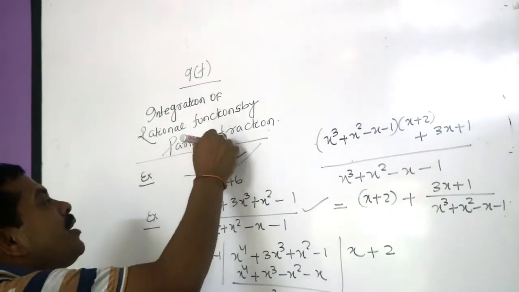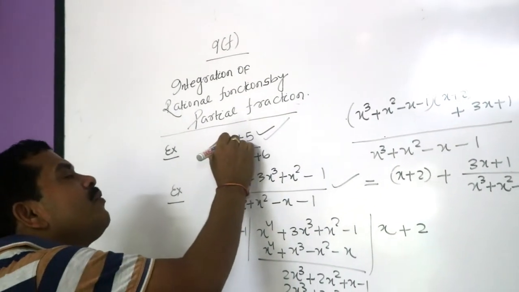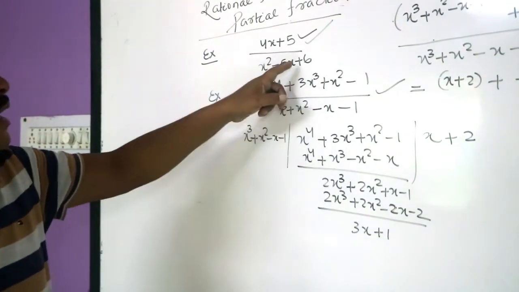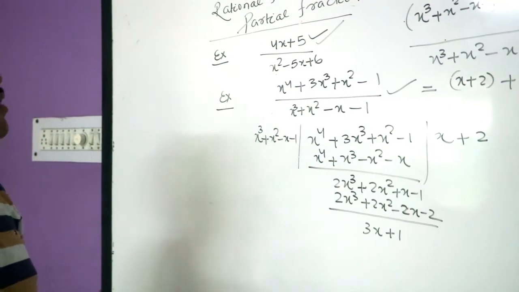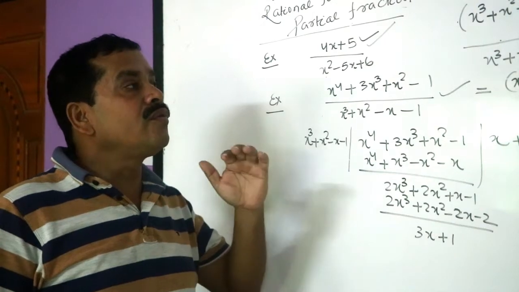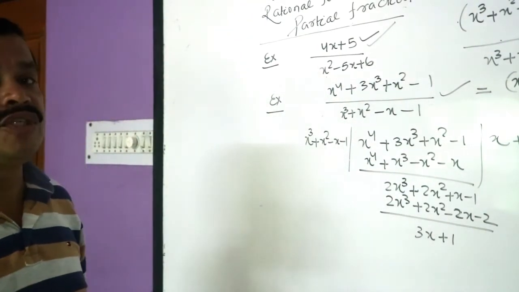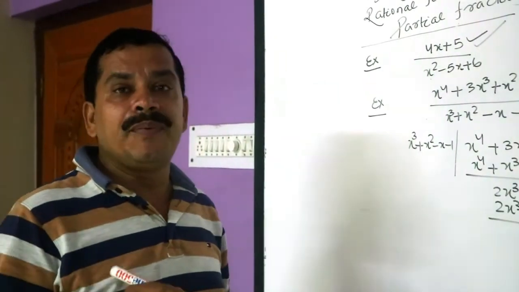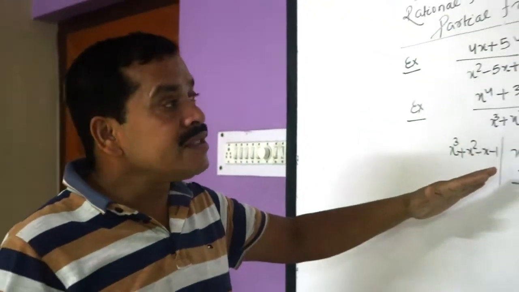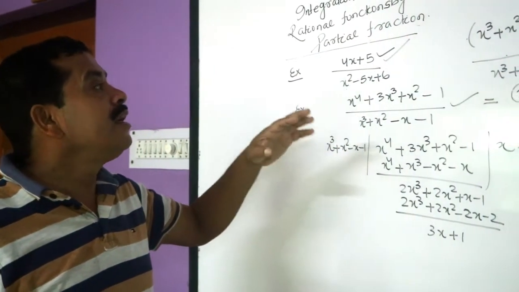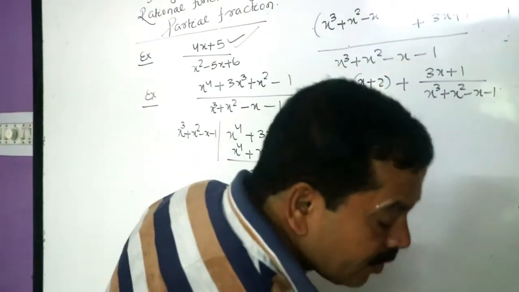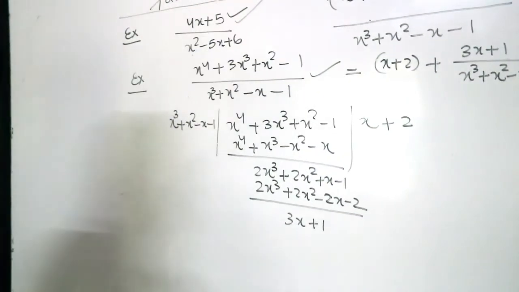If the numerator is linear, the denominator is of second degree. That is, the degree of the polynomial in the numerator is less than the degree of the polynomial in the denominator. That is a proper rational function. So when we apply the method of partial fractions, first we have to find whether the rational function is proper or improper. If it is improper, first convert it to a proper rational function. This is the method of converting an improper rational function to a proper one. Then we go to the method of partial fractions.